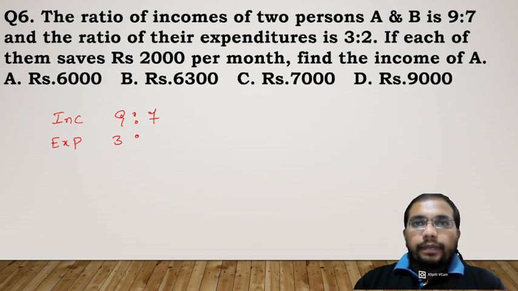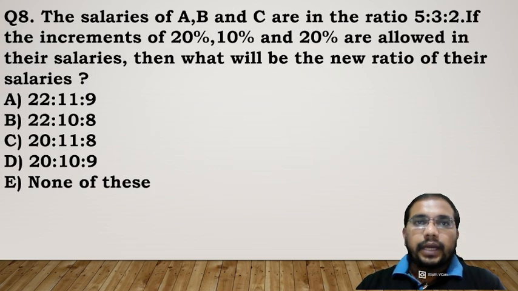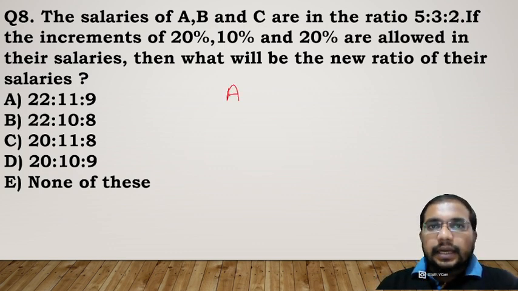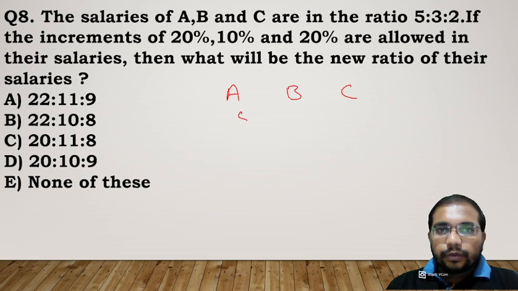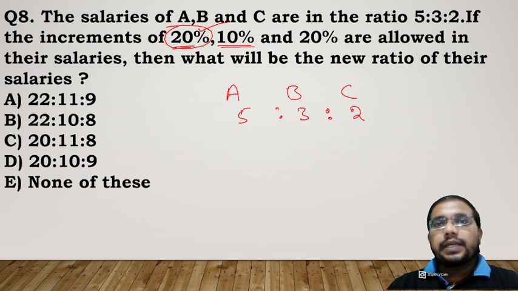Whenever the savings are same, we have one approach. Whenever the savings are not same, we have another approach. Right? Let's see this question. A, B, C salaries are in which ratio? 5:3:2. There is a proposal to increase the salaries. A salary 20% increase, B salary 10%, C salary 20% increase.